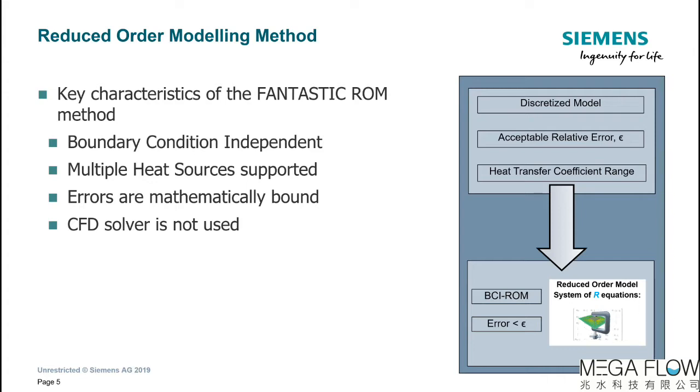The FANTASTIC ROM method supports any number of heat sources. The errors associated with the FANTASTIC method are mathematically bound and related to that acceptable relative error input that we see on the right. The details of this relationship are found in the original publications. It is very important to note that the CFD solver is not used during the extraction of the reduced order model, which allows us to create these BCI ROMs very quickly.